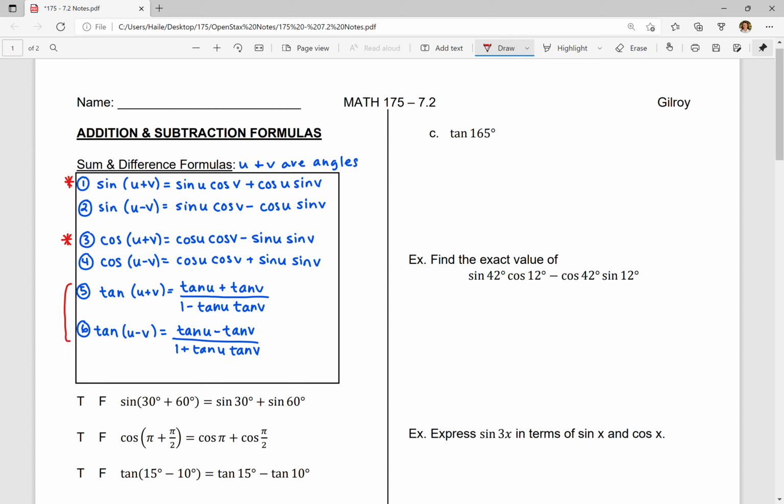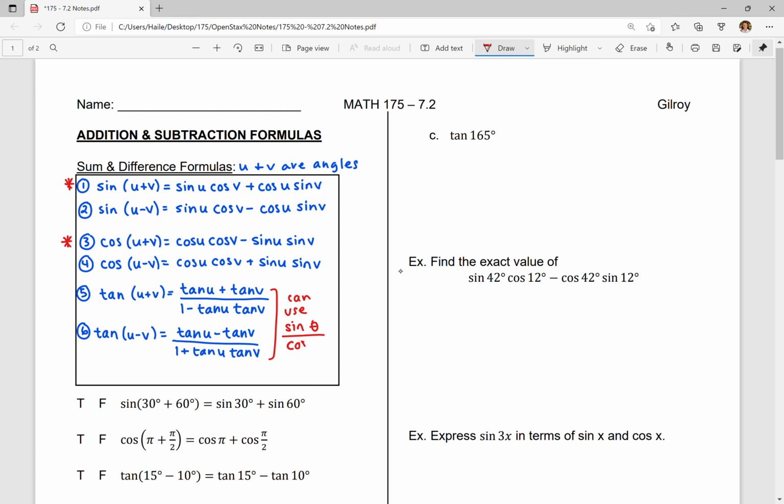Now 5 and 6, these can be useful, but we also know that tangent is equal to sine over cosine. So one thing you can do is you can never use the tangent formulas at all. And anytime you need to solve a problem with tangent, you can just use sine of theta over cosine of theta. So what this means is that you could expand the top of the fraction using formula number 1 or 2, and then you could expand the bottom using formula 3 or 4, and then you could divide them. So it might be slightly more work, but it's less formulas to remember, and that always helps me. The less I have to remember, the better.